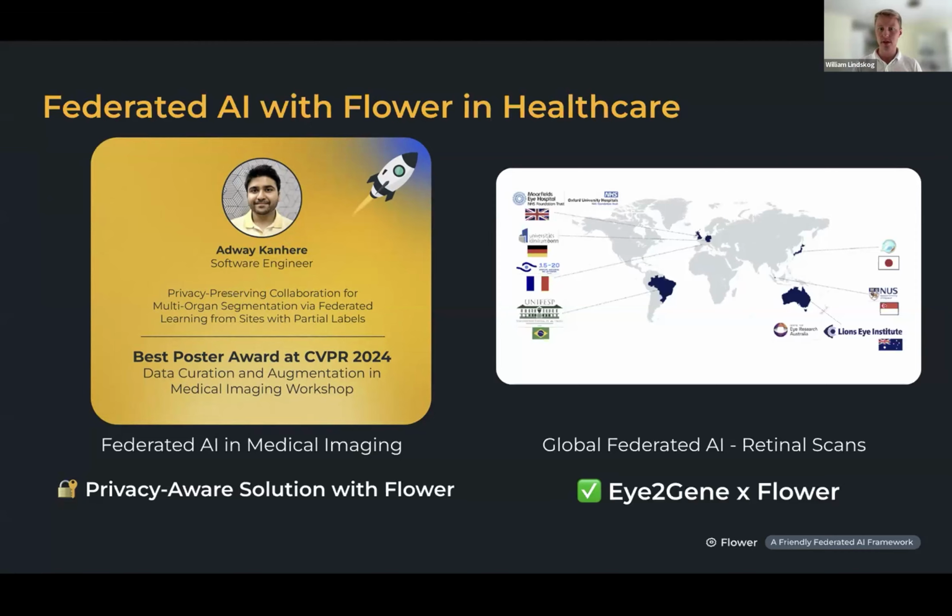And you can see the countries that were involved. They're working actively on this. So this is one of the really cool use cases in healthcare, I think.